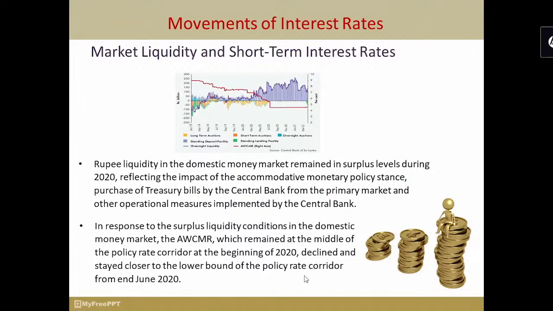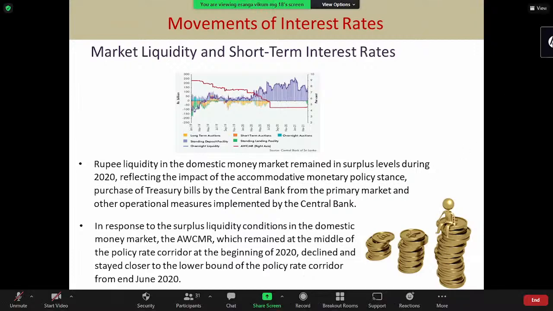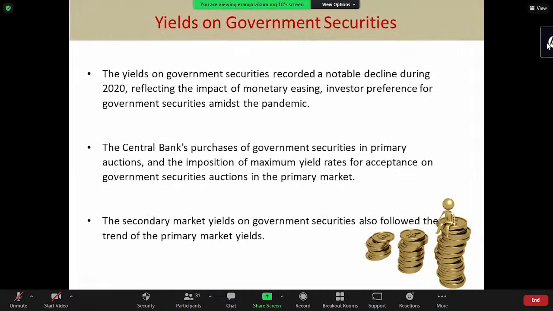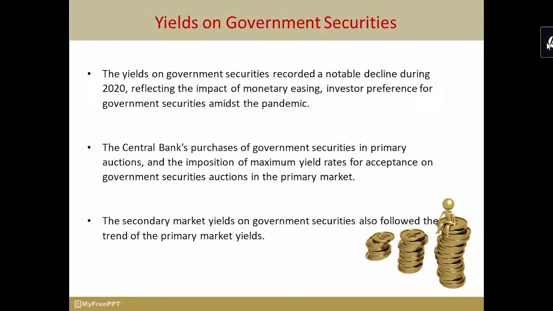Interest rates and the average weighted call money rate reduced. When we see the yield on government securities, it also declined in 2020. Because of the monetary policy followed in the pandemic, in the primary and secondary markets, the yield on government securities declined by 426 to 414 basis points.